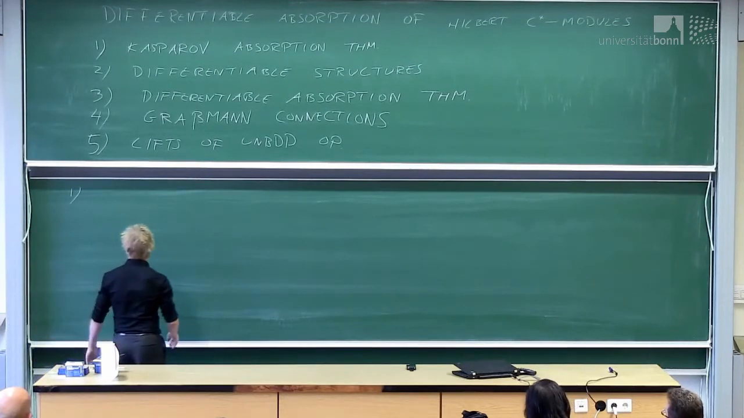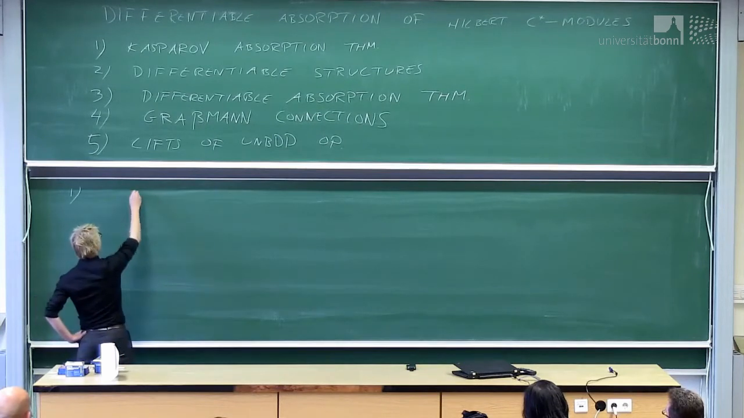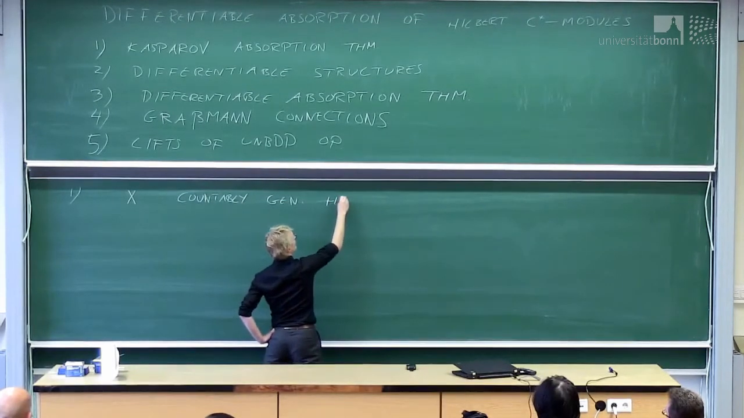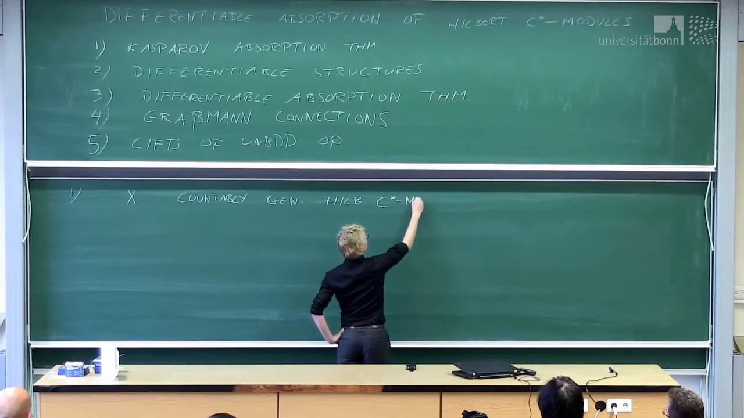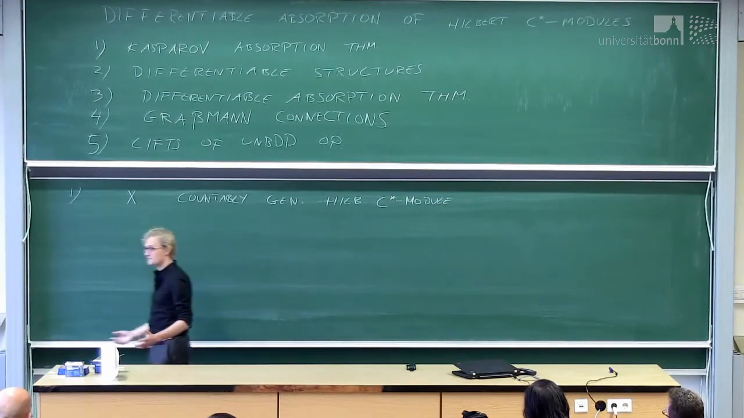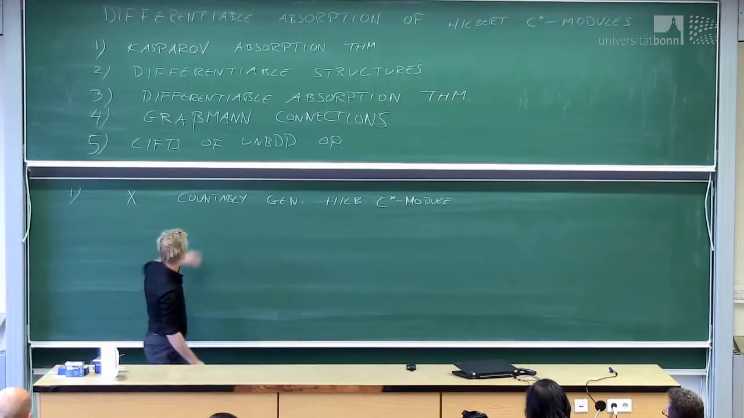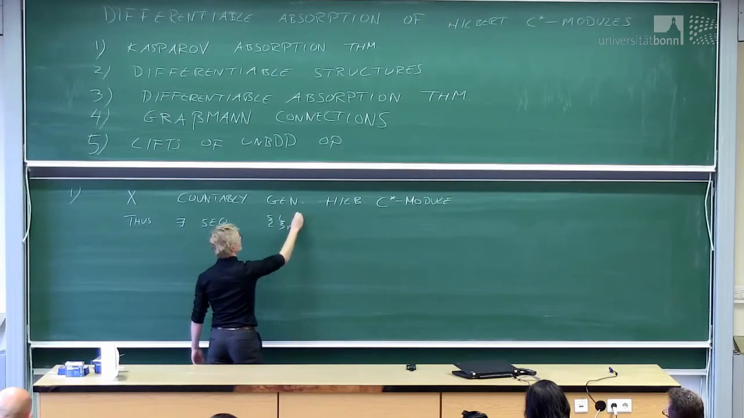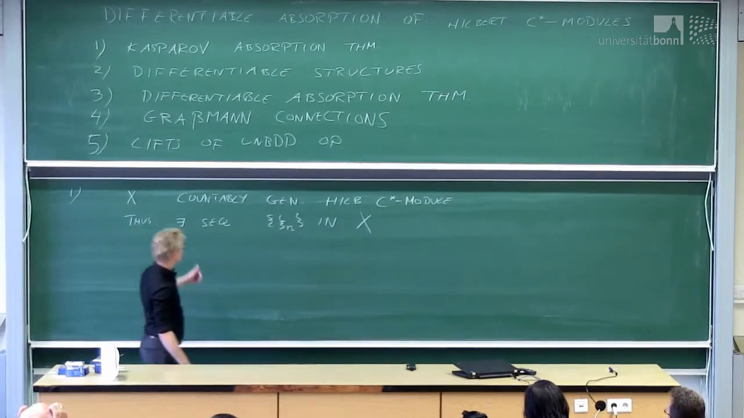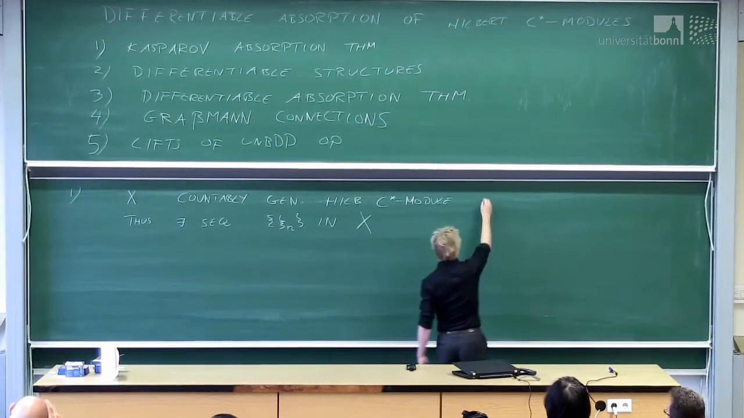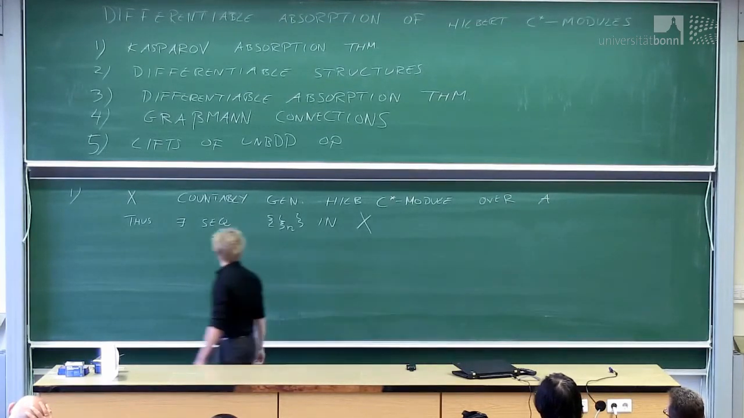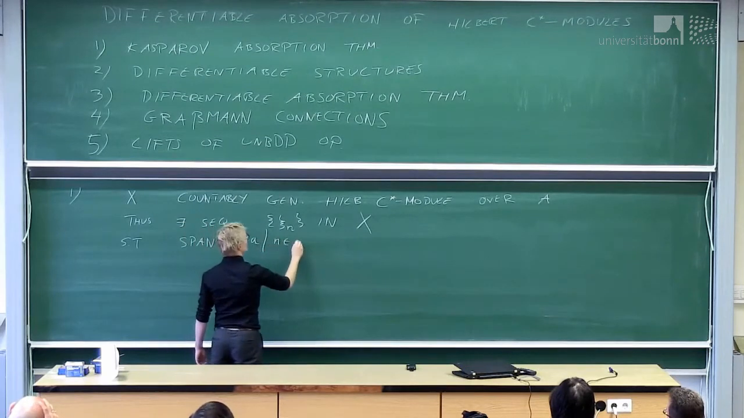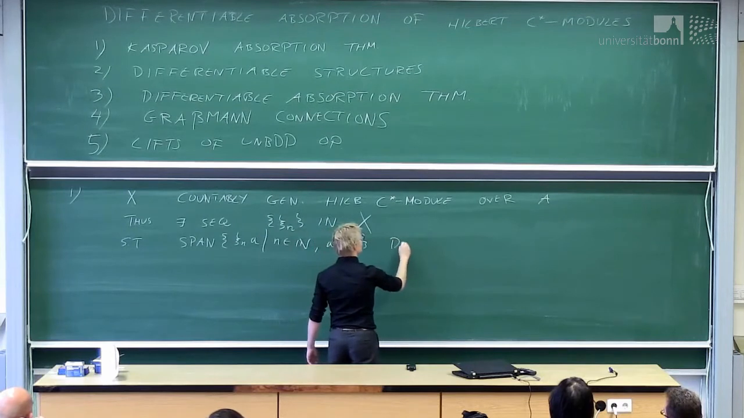So the first one. There are first some general assumptions. Throughout this talk, X will be a countably generated Hilbert C star module over some base C star algebra A. What this means is that I have a sequence in X such that the A span of the sequence is dense in X.